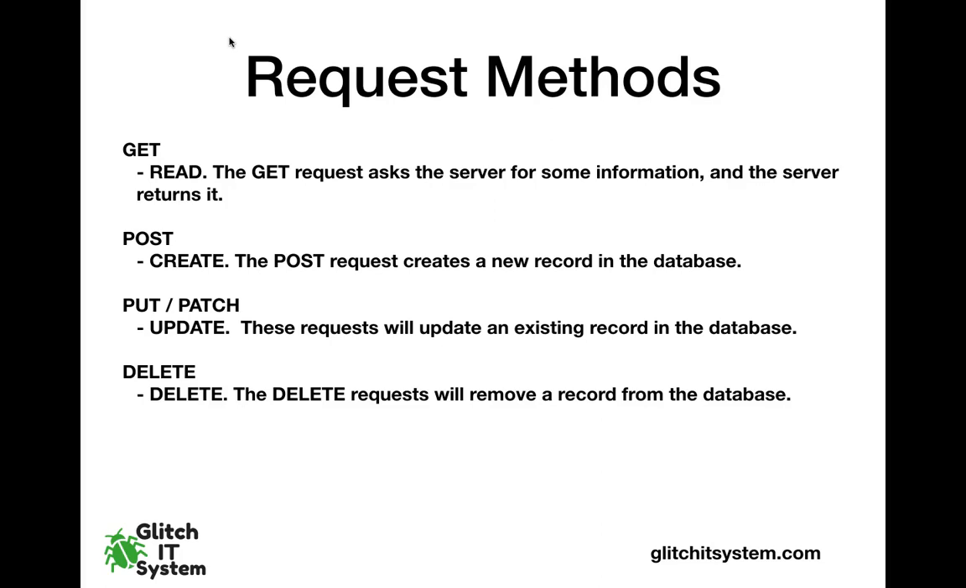Alright, so the first one is get. This is the read. The get request asks the server for information, and the server returns it. So in the previous example from the other video, when we talked about endpoints, if you did a currency get request, then that request would return the type of currency for that country. In database terms, this would be the select statement, right? You would select something from a certain table, and then you would get some information back. For the API, it's exactly the same.